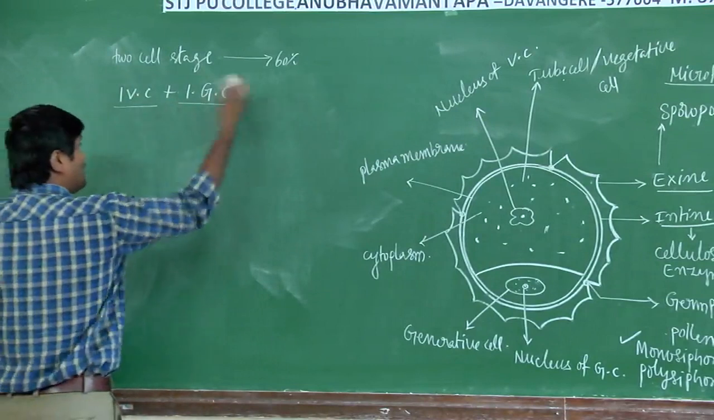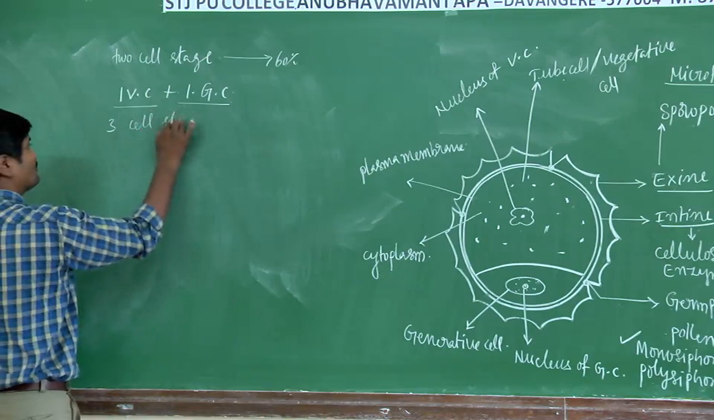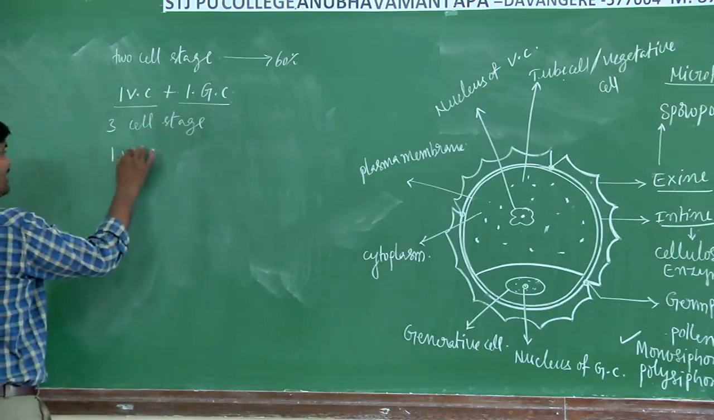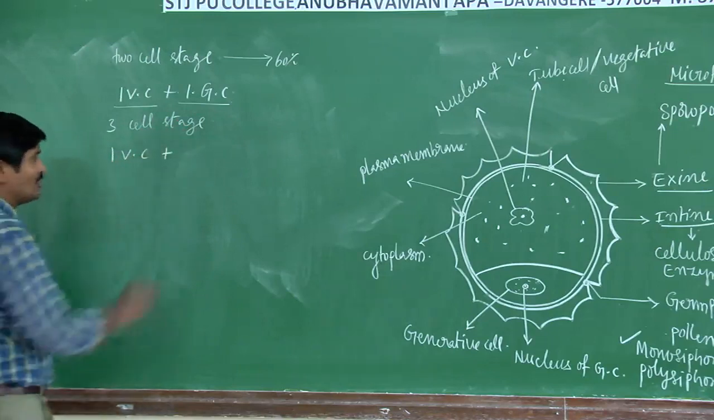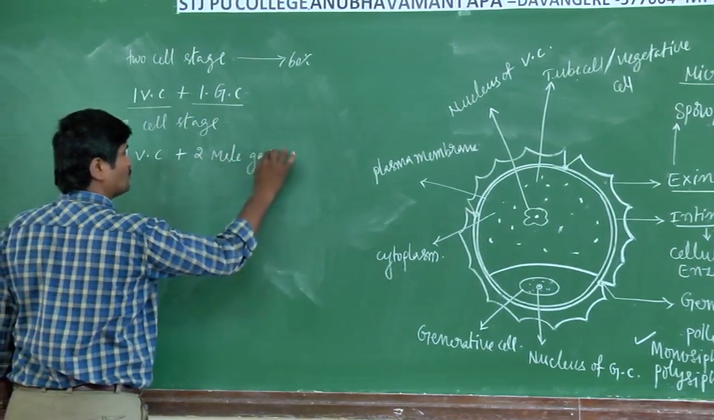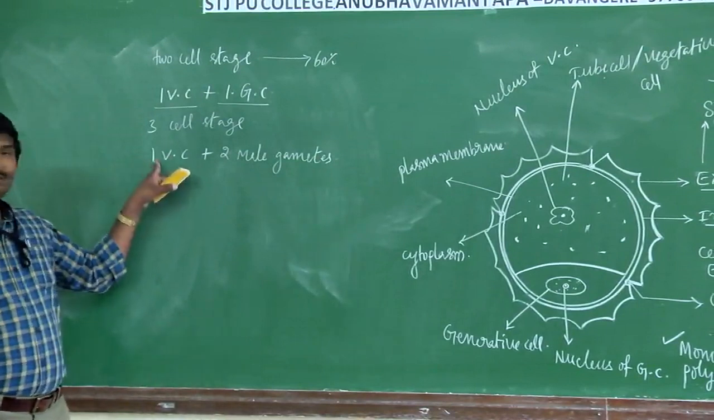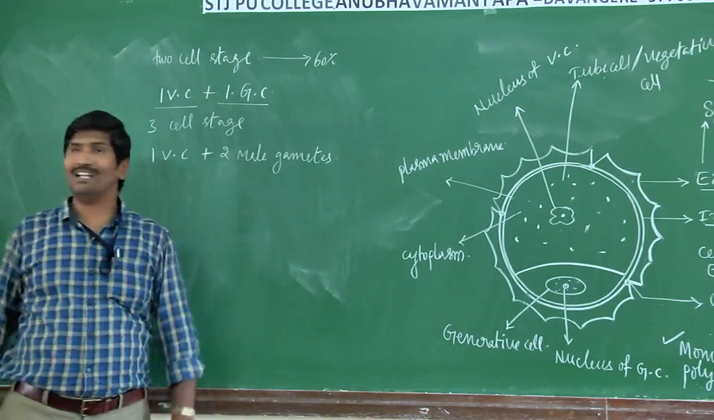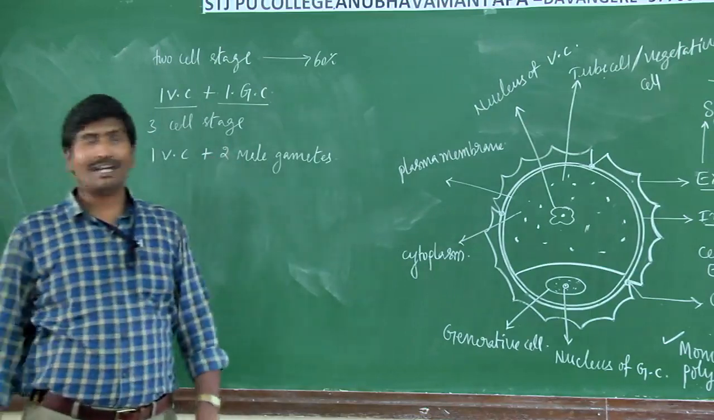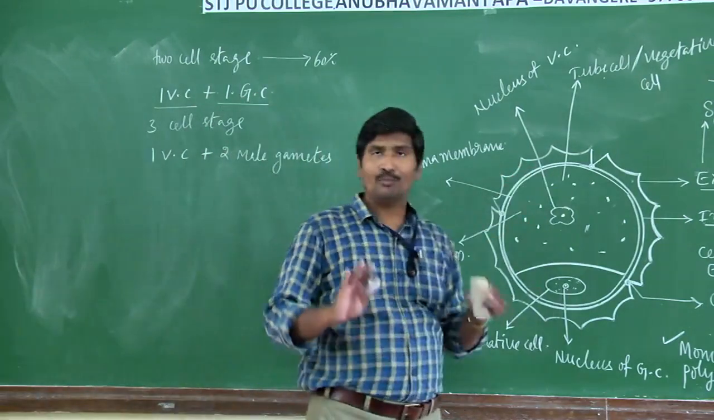Next, the remaining 40% is the three-cell stage. What is the three-cell stage? One vegetative cell plus two male gametes. One plus two, totally three cells. Okay, so this is very important, the cell stage of the pollen grains.